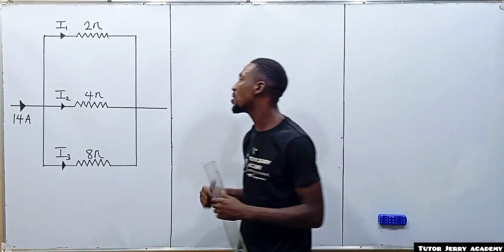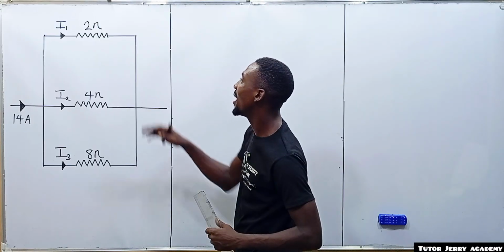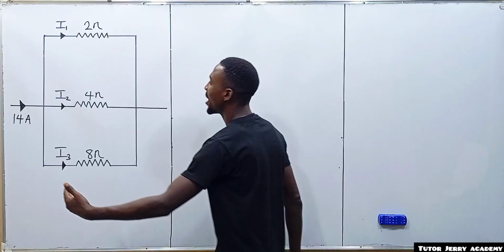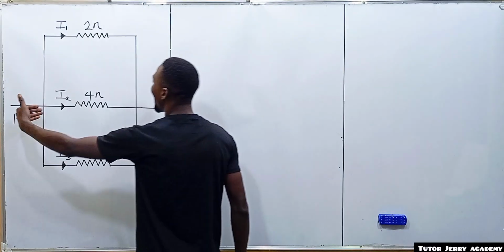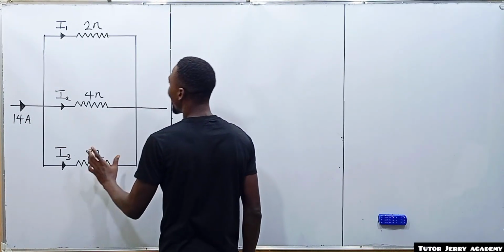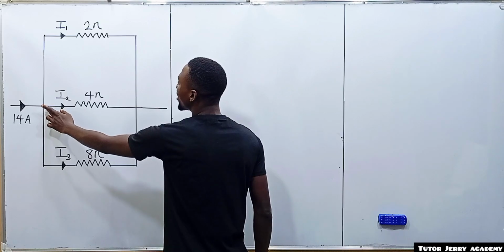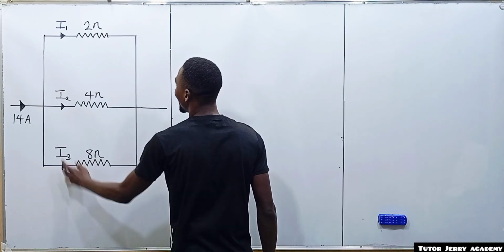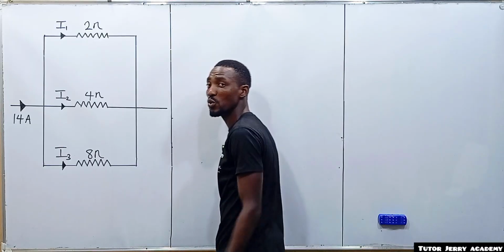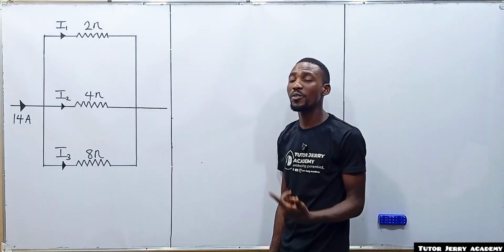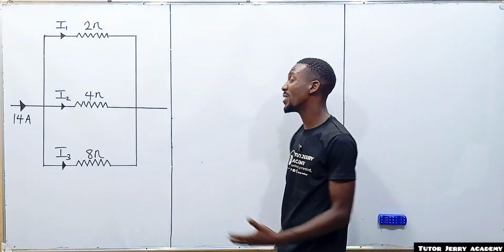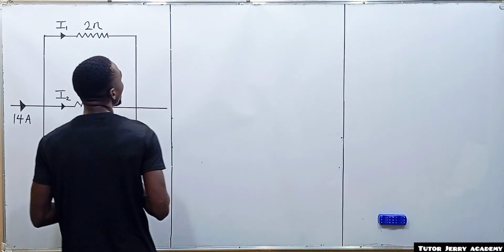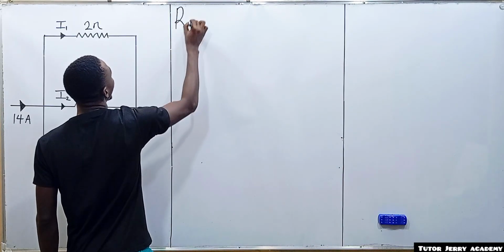Before we start the solution of this question, let us look at this circuit critically. We are having 14 ampere entering into this whole circuit, right? And when it gets into this node, it gets splitted into I1, I2, and I3. That is, I1 enters into 2 ohms, I2 enters into 4 ohms, and I3 enters into 8 ohms, right?